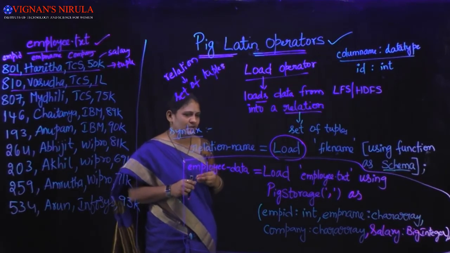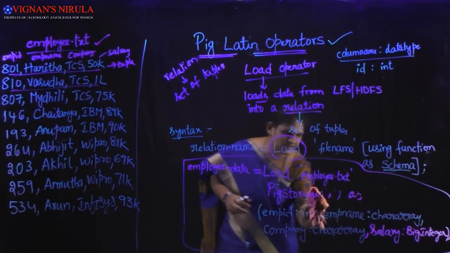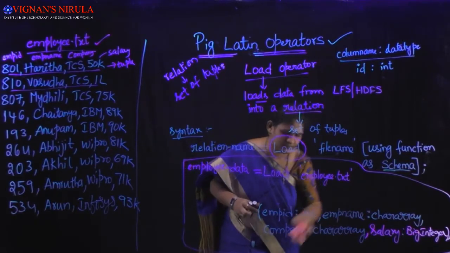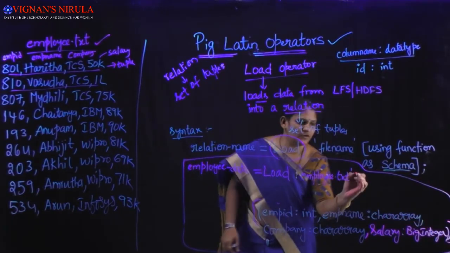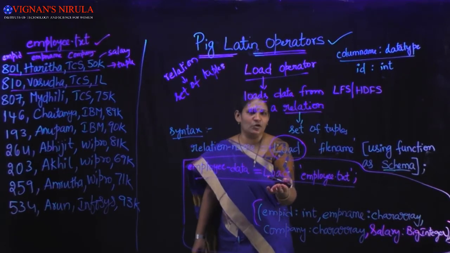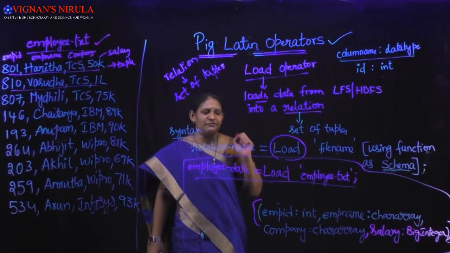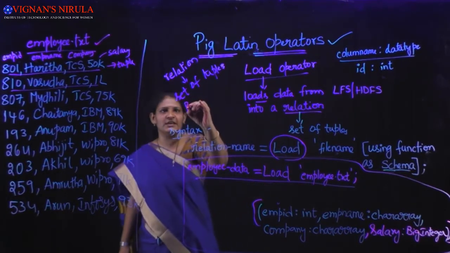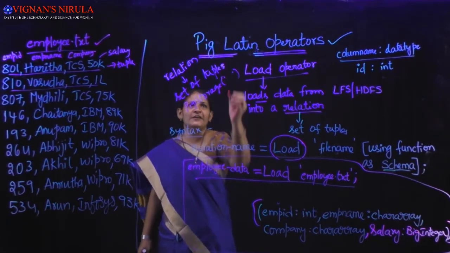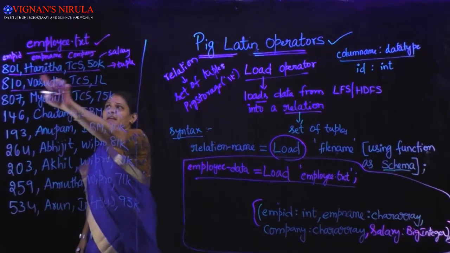Students, I'll be giving a few more points here. If I remove this optional part, assume I have only taken this part: relation name equals load employee.txt. Yes, I can load the data using this syntax also. In that case, the function it will take by default is PigStorage, but the delimiter by default will be \t, whereas in your text file the delimiter is comma.